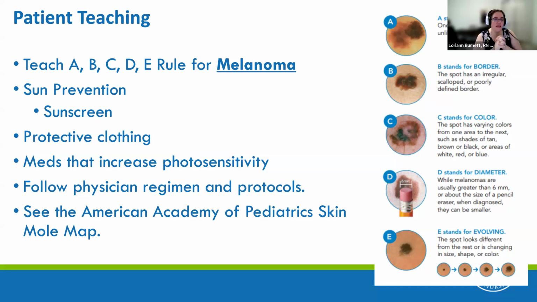C is color. A spot that has changed color or is two different colors can again be a sign. D is diameter. Usually, skin cancer is greater than 6 millimeters or about the size of a pencil eraser. And E is evolving, a spot that has changed color, size, or shape. This is only for melanoma, though. Remember, this will not be helpful or relevant for squamous cell or basal cell carcinoma.